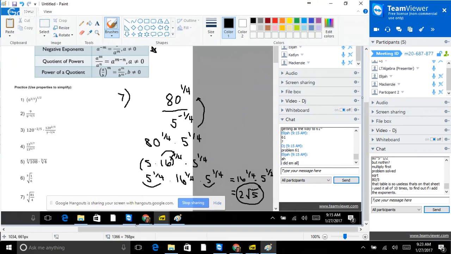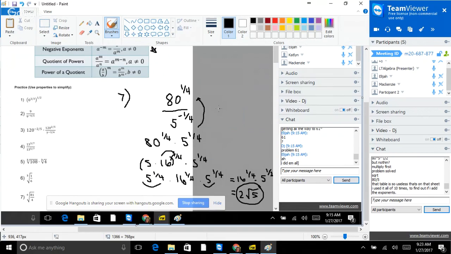There's more than one way to get there. You could have broken 80 to the 1/4 power out first and then used the subtraction rules, and that would have worked too. It's really just kind of a puzzle of, okay, which rule can I use next?